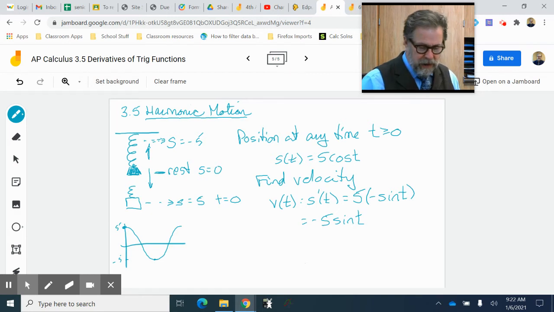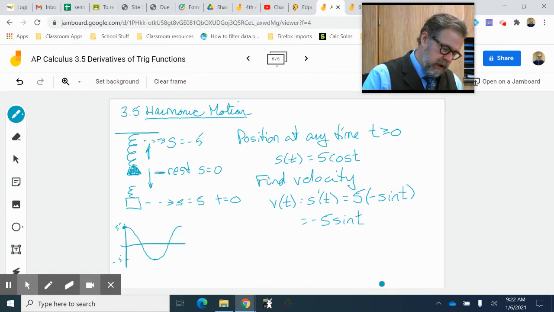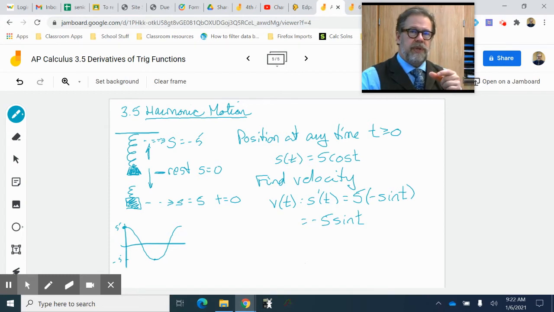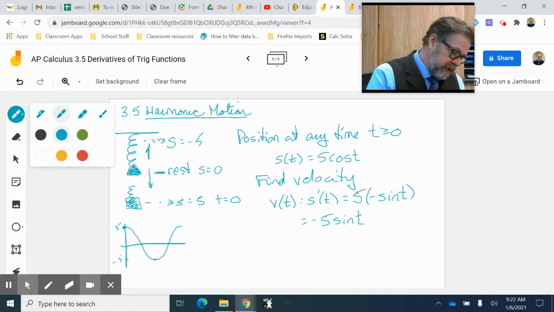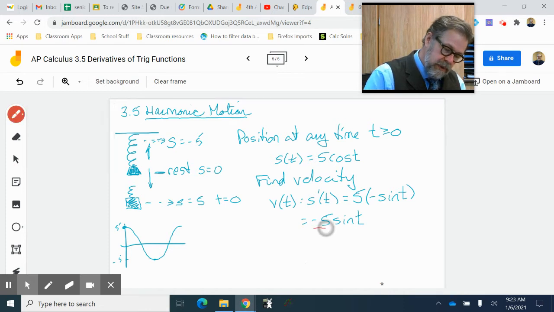And let's think about that. When I'm at time 0, down here, my weight's not moving. It has reached the bottom and it's going to stop and change direction. When I am headed upwards, so why don't we go ahead and do this one in red, I'm headed upwards, which is a negative velocity.